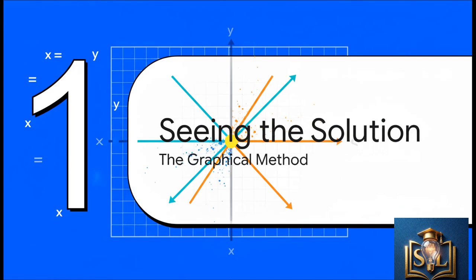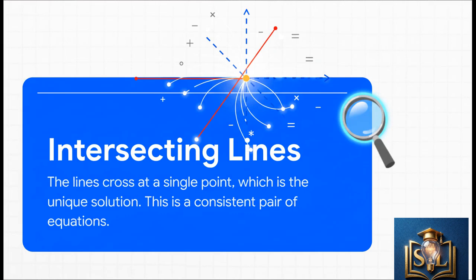All right, first up, let's actually visualize this thing. We're going to use what's called the graphical method. And really, the most intuitive way to start solving this is to literally see the answer. It turns out you can draw each of our clues as a straight line on a graph. And the solution to the whole puzzle? It's just the point where those two lines meet. Simple as that.